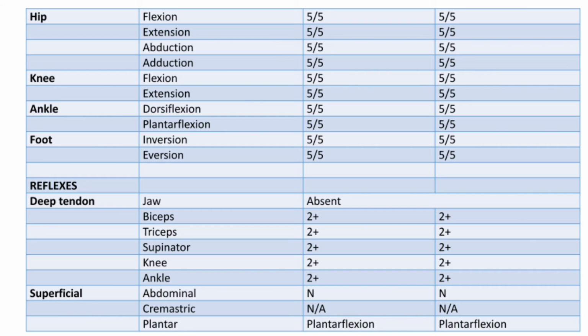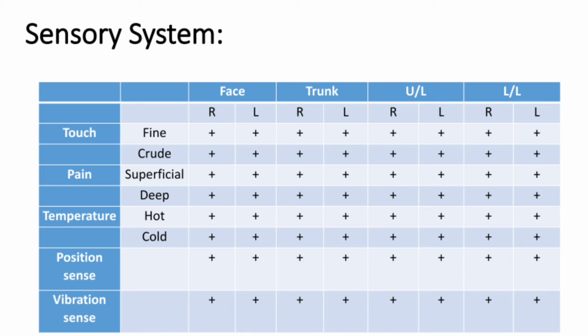The superficial reflexes, that is abdominal and cremasteric, were normal on both sides, and plantar was plantar flexion on both sides. The sensory system with regard to touch, that was fine touch as well as crude touch. Pain, that is superficial as well as deep pain. Temperature, both hot and cold.